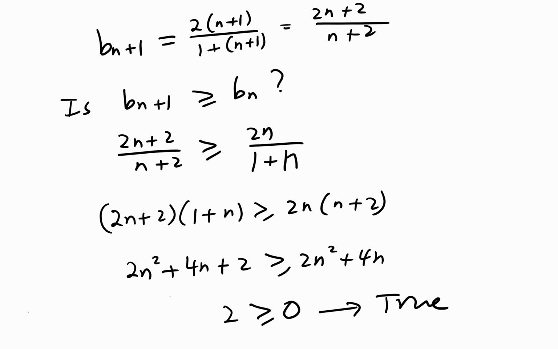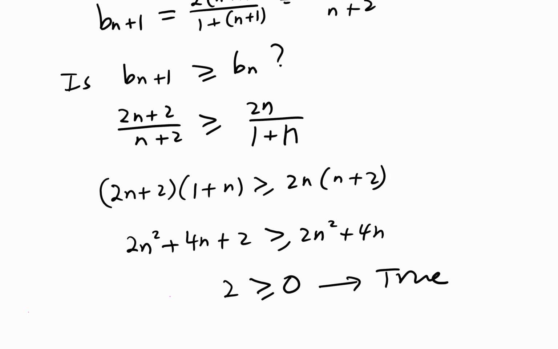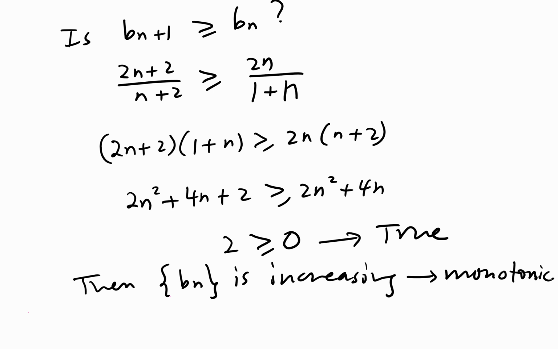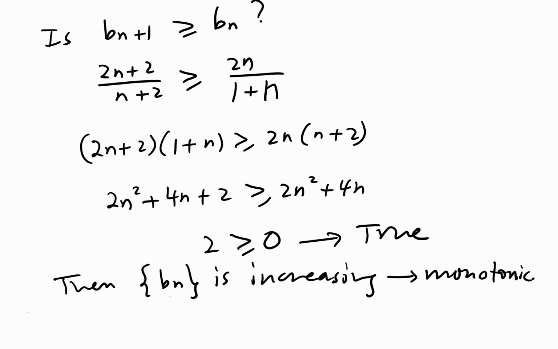Since b sub n plus 1 is bigger than or equal to b_n, we can say that the sequence b_n is monotonic. It's increasing, hence monotonic. So that's one way to test if a sequence is monotonic or not.